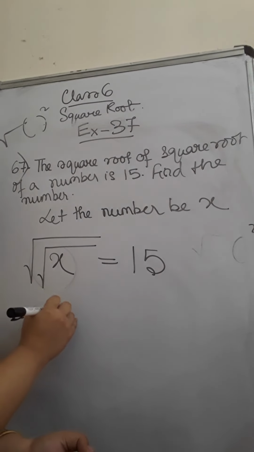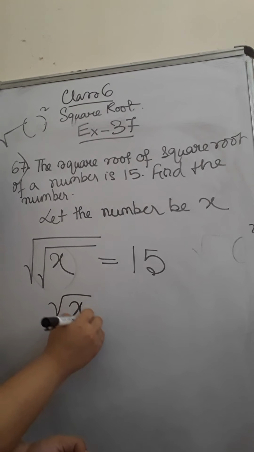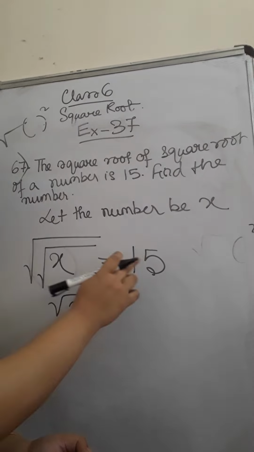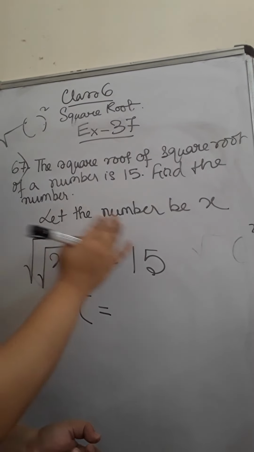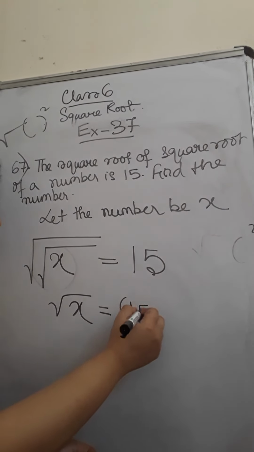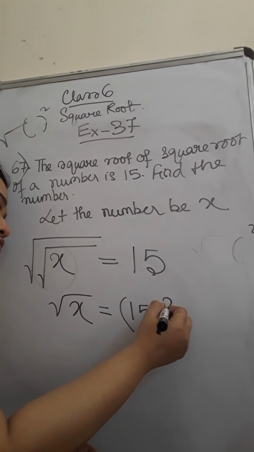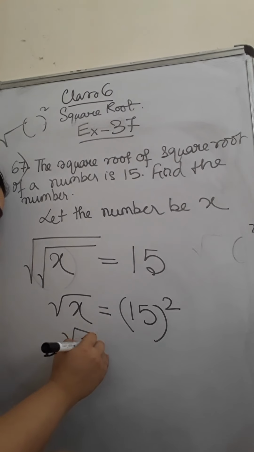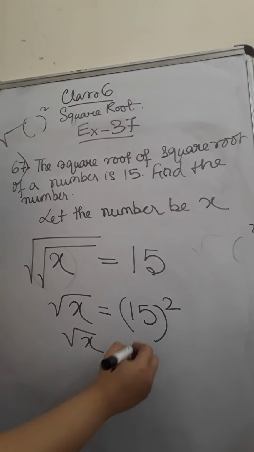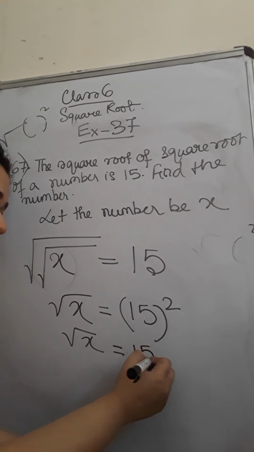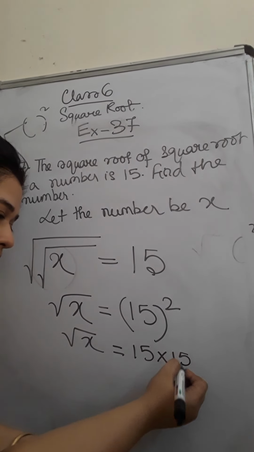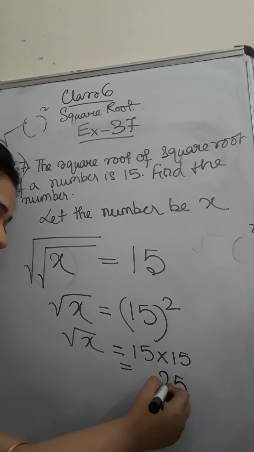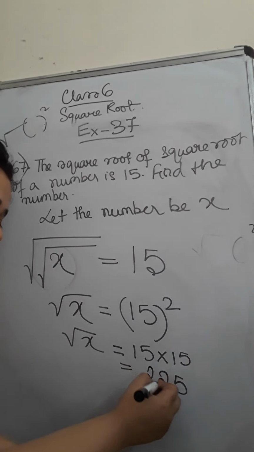So what we will do is, we keep the inner square root with x and slowly shift the outer one first. When I shift the outer square root, it becomes square. So root of x is equal to 15 square, means 15 into 15, that is equal to 225.